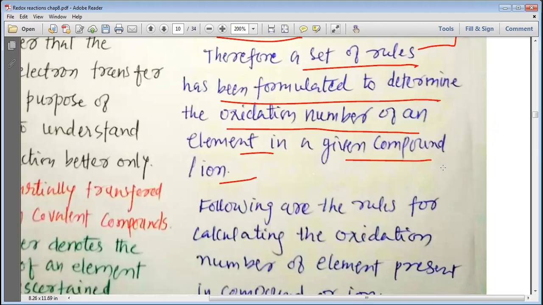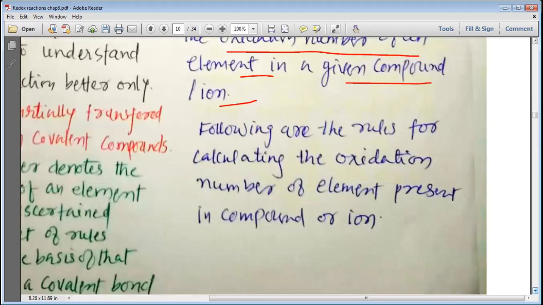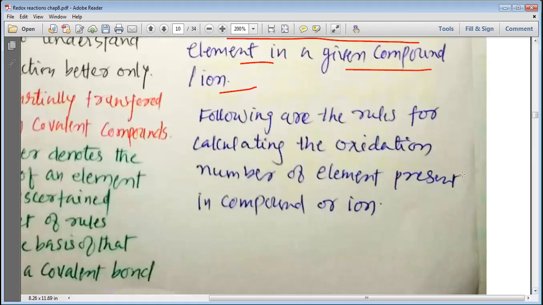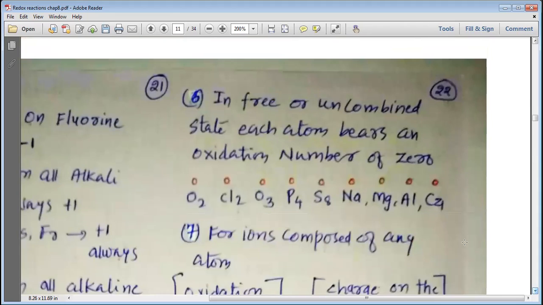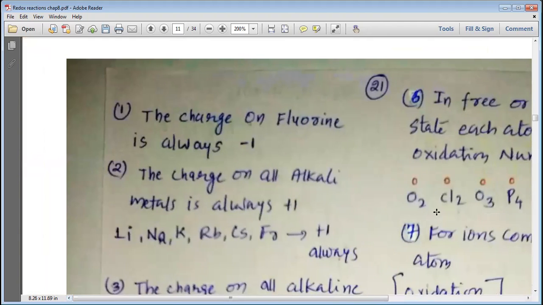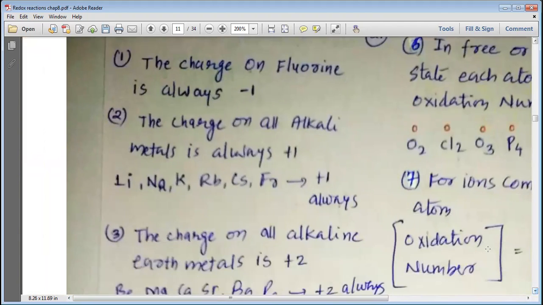So as we cannot remember all the electronegativities for all the elements, we will have to define some certain rules, and on the basis of these rules, we ascertain or provide the oxidation number to any element in a given compound. Following are the rules for calculating the oxidation number of an element present in a compound or ions. So my dear students, now we want to study those important rules for ascertaining the oxidation number. Let us study these rules one by one.